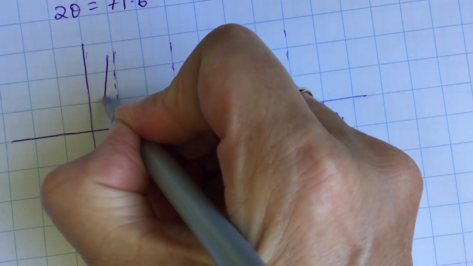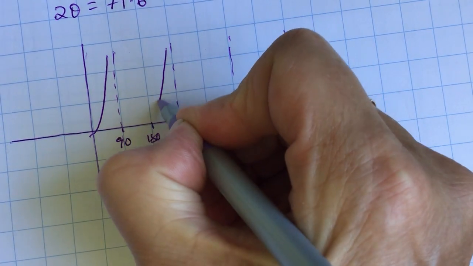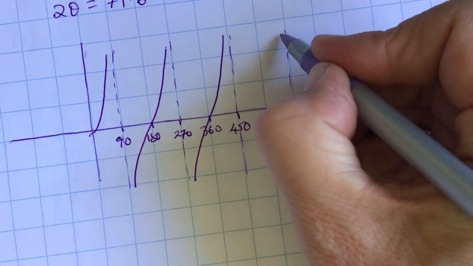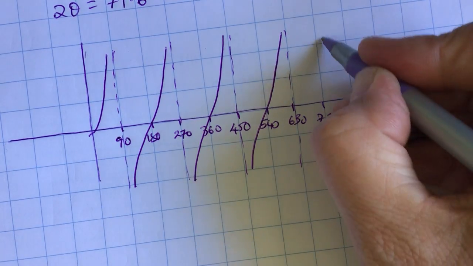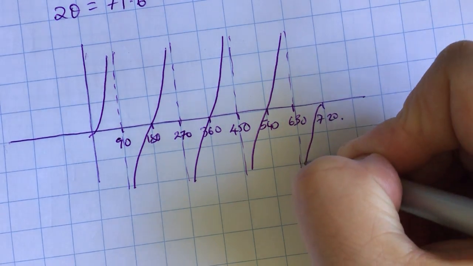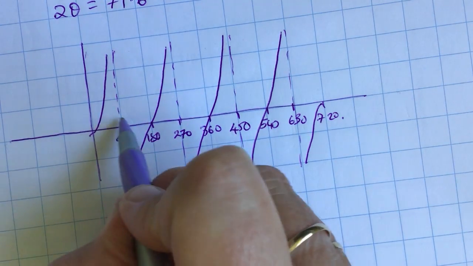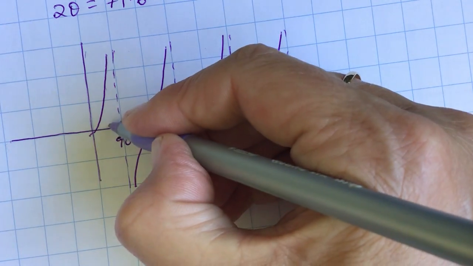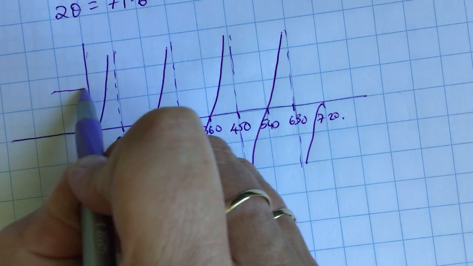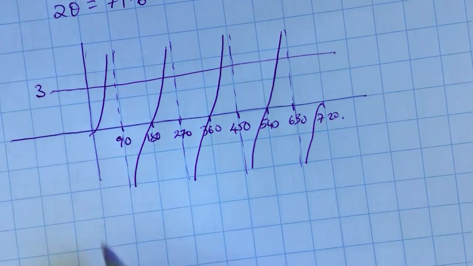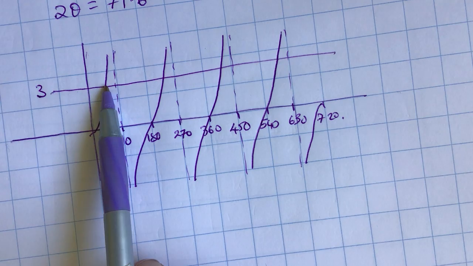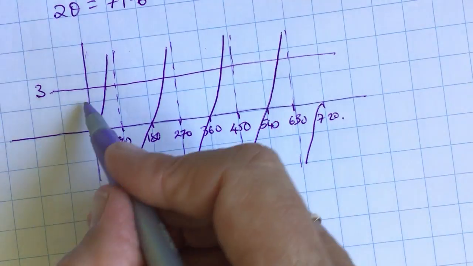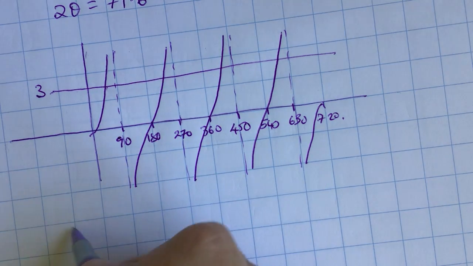Okay, so the graph comes down here, and here, down here, down here, and then down there. The first value of 2 theta is going to be 71.6, so that's about there, I would say. If I draw my line across, this is where tan 2 theta equals 3, there, there, there, and there. So this first one is 71.6.